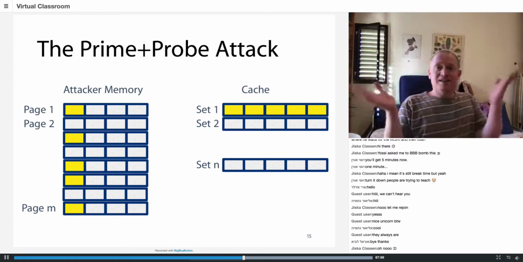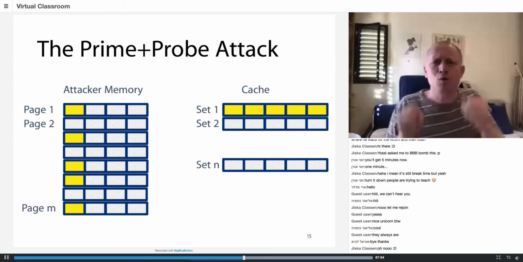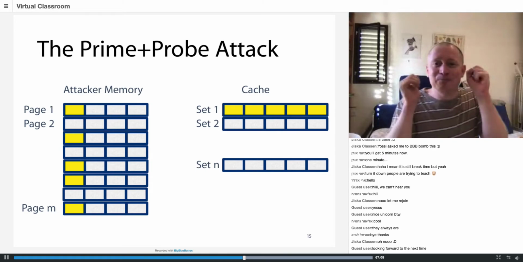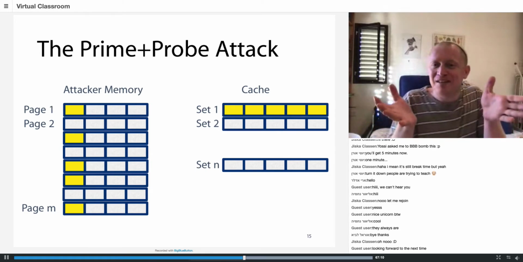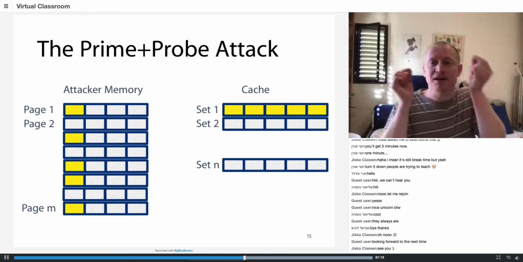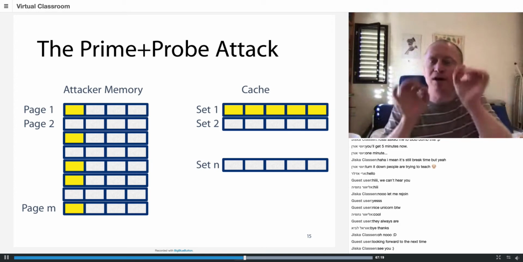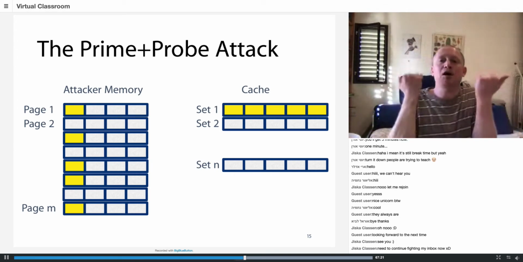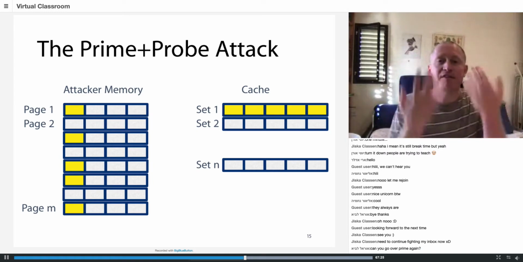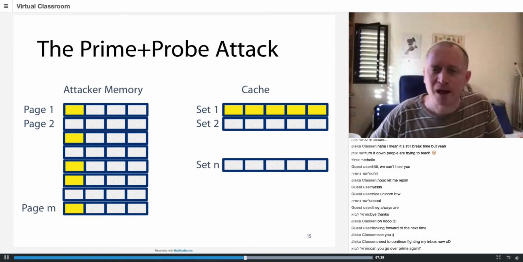Last hour, I told you that if an attacker knows which set the victim is using, the attacker can do the prime and probe attack, and then the attacker can find out if the victim is accessing data or not. If the victim is accessing data or running code, then the attacker will be slower. If the victim is not, the attacker will be faster. And priming is just putting the cache in a known state. And there are all sorts of decorations and variations.